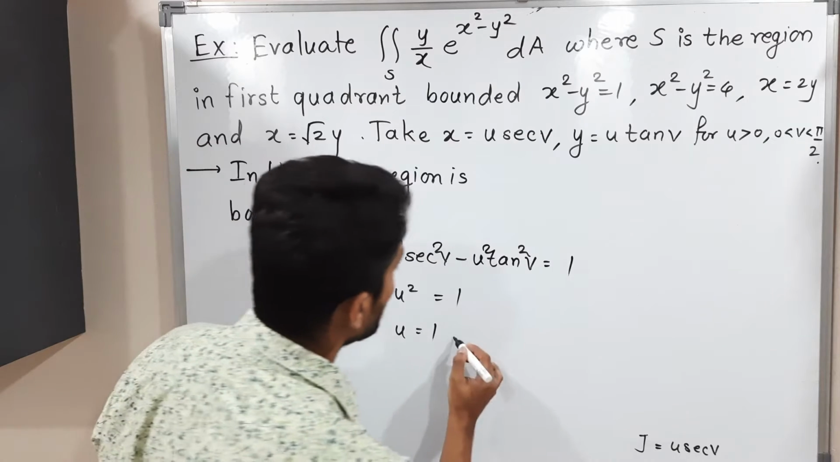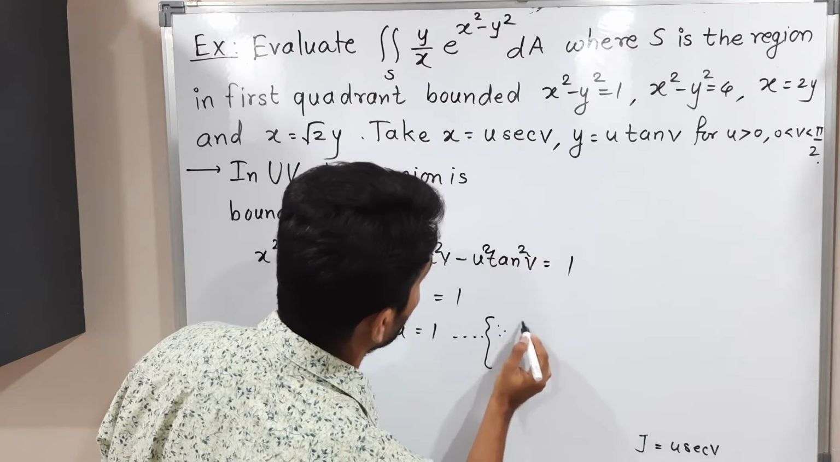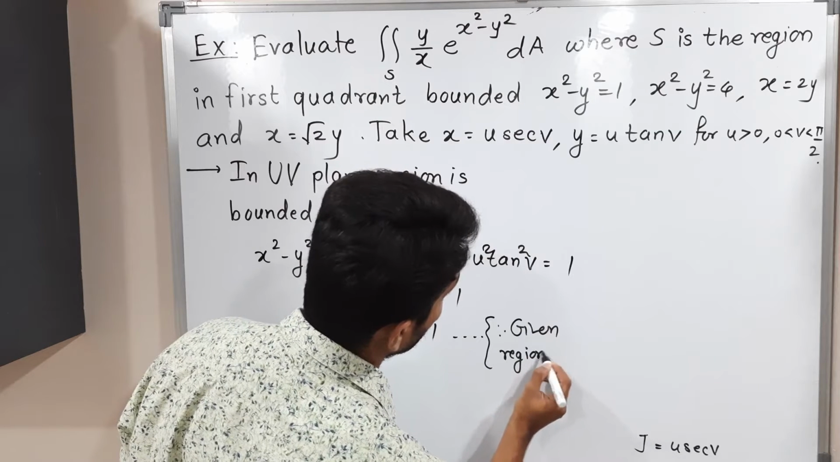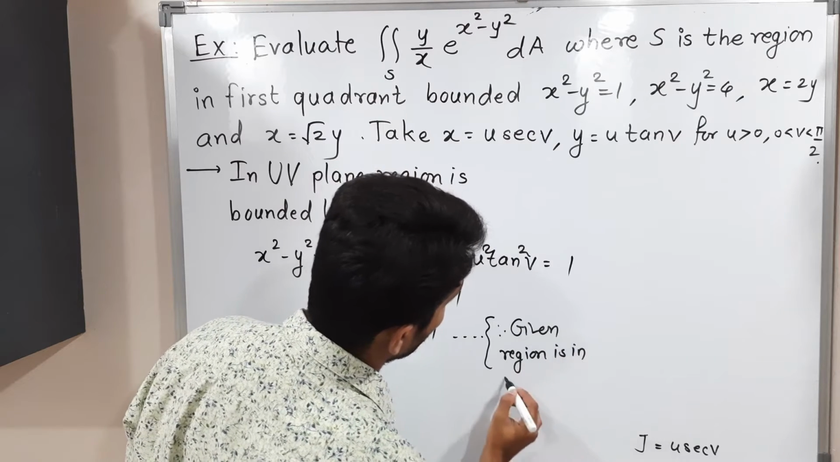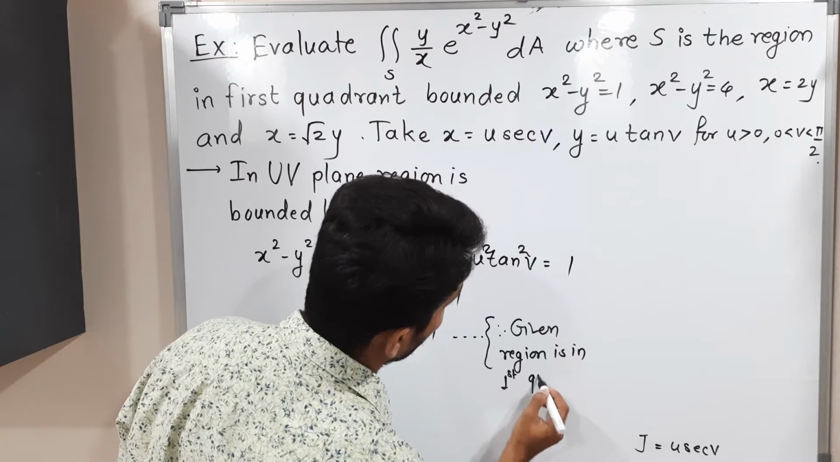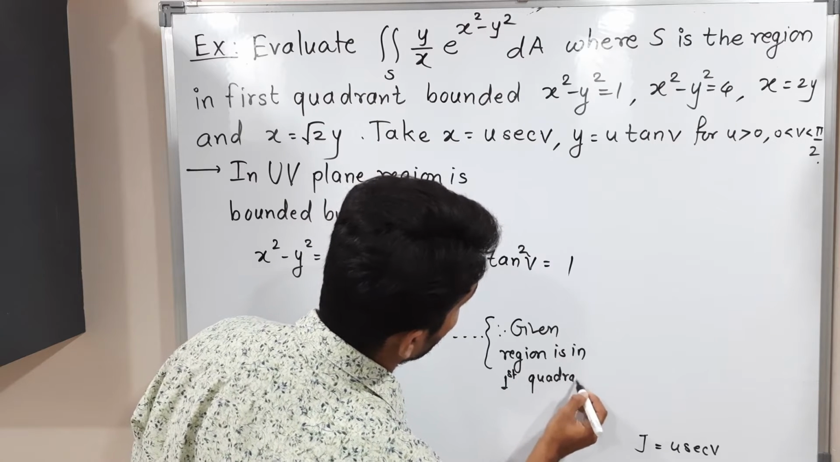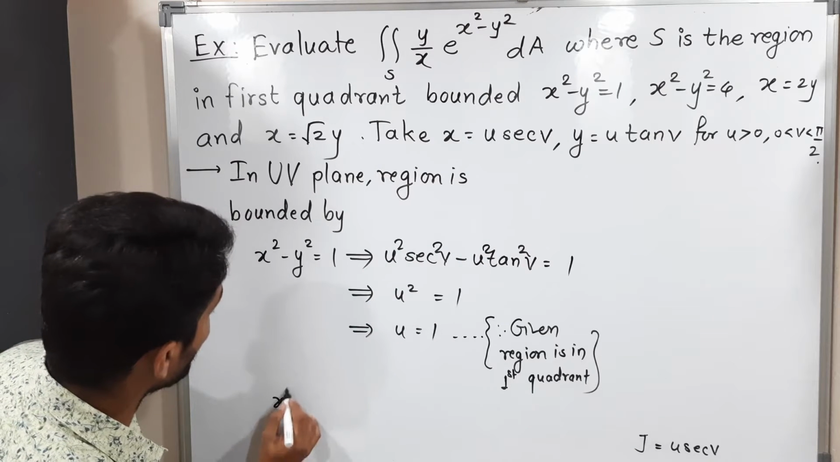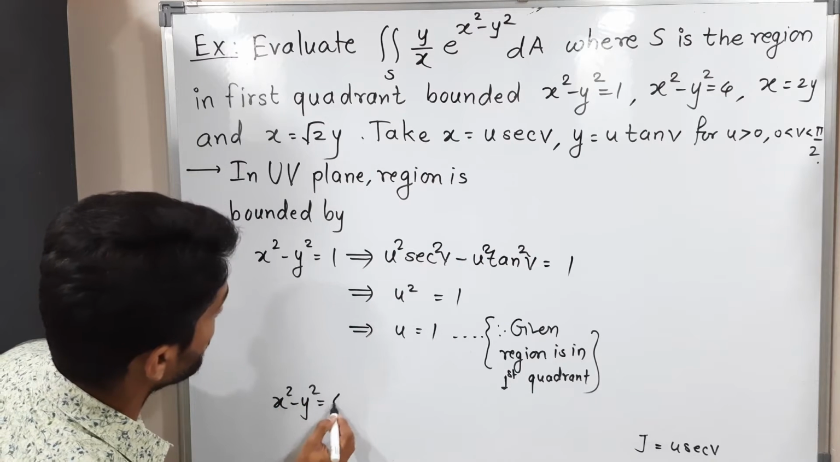So I will mention, since given region is in first quadrant, that's why we could write it. Let us go further. Second equation, x square minus y square is equal to 4.